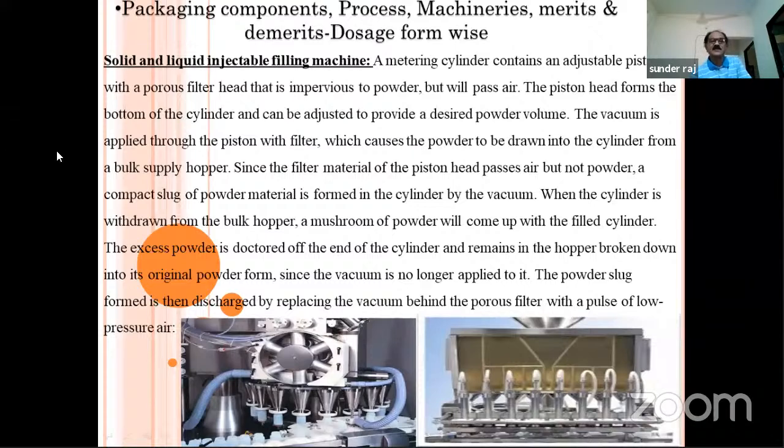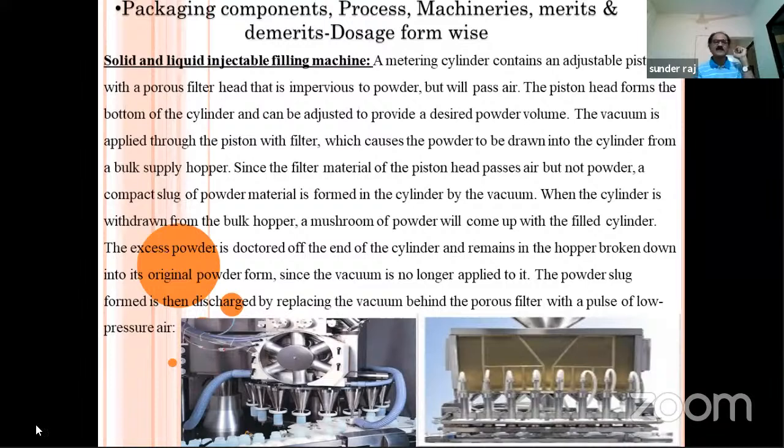With respect to the piston, there will be different pistons. At the end of the piston there will be a filter. Through the filter, by applying vacuum, the powder will be sucked. When it comes to the delivery stage, the vacuum will be released, and the powder will be filled into the container. This is a simple mechanism, and this piston method is very widely used in industrial application.